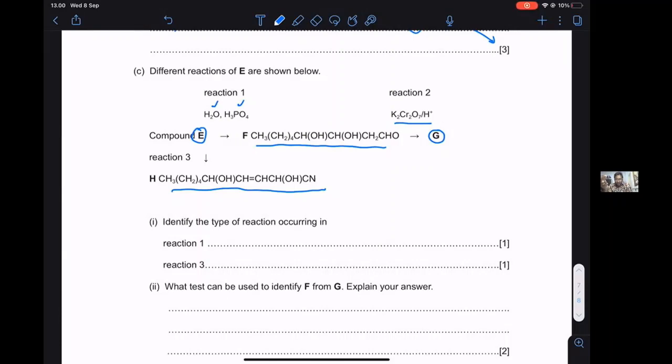If you have the OH being there, so the type of the reaction, if you look at the answer over there, is going to be electrophilic addition. And the answer over here for reaction number 3 is going to be nucleophilic addition.